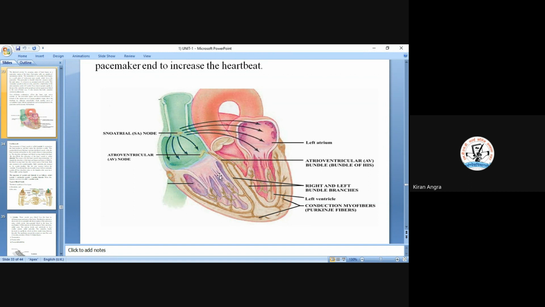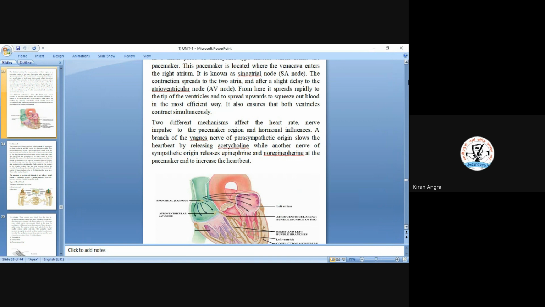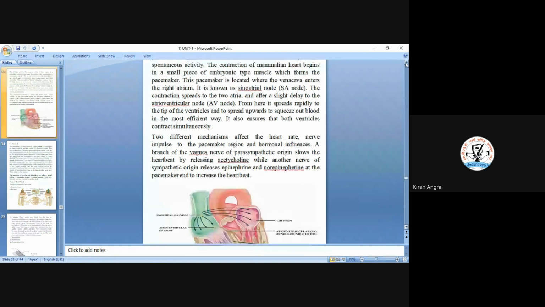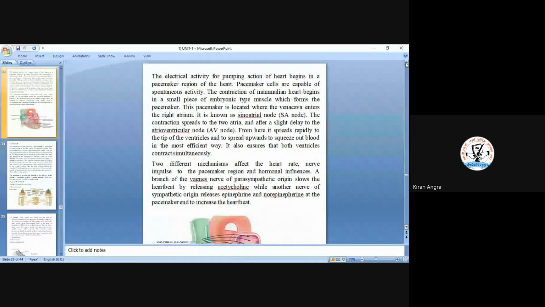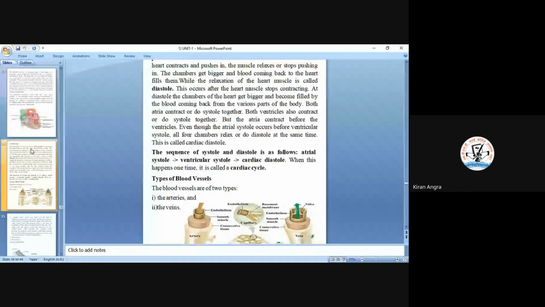Two different mechanisms affect the heart rate: nerve impulses to the pacemaker region, and hormonal influences. So there are different nerves which affect it. There is a cardiac cycle, and I am telling you how the pacemaker cells do it: the contraction of the heart muscle.